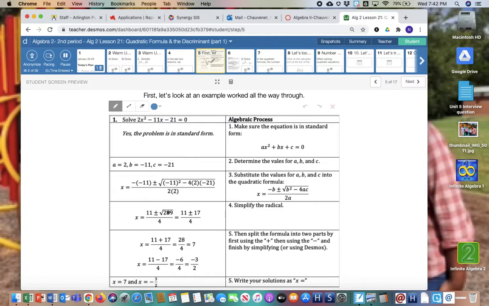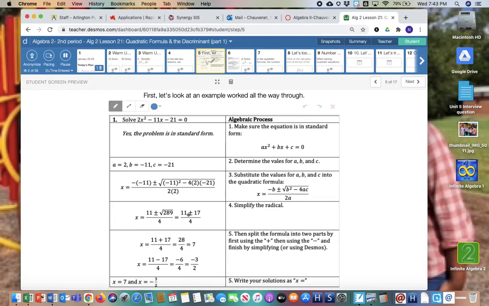It will give you positive 289. Now, in this case, the 289 is a perfect square. The square root of 289 is 17. So now, this is where we're actually going to have to split up to find our two solutions, because this was a perfect square. If this isn't a perfect square and it can only simplify, you don't end up having to do step 5, okay?